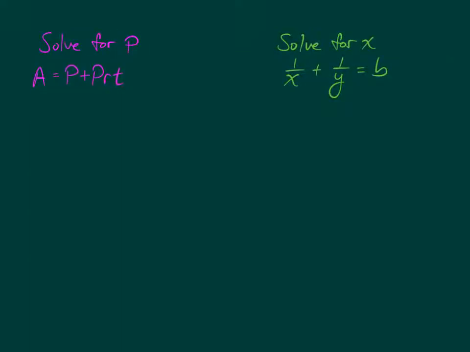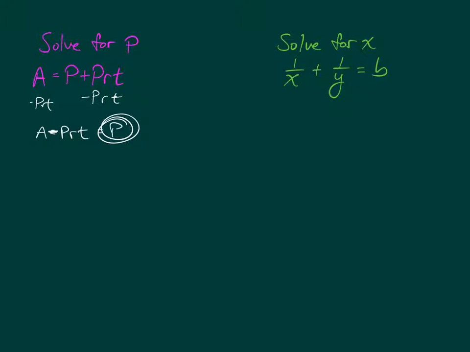In this example, we need to solve for p. Now, sometimes the variable you're solving for is in more than one term. That is what's happening here. So you cannot just say, oh, I'm going to subtract prt from both sides and get a minus prt equals p. Say, hey, I solved for p. p is isolated. But is it really? You didn't isolate p. There's a p on the other side of the equation.